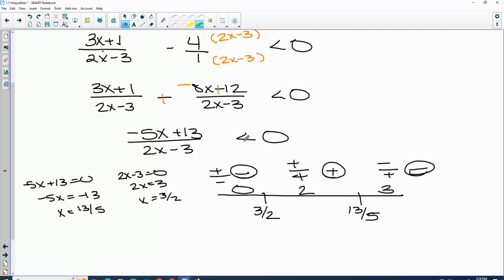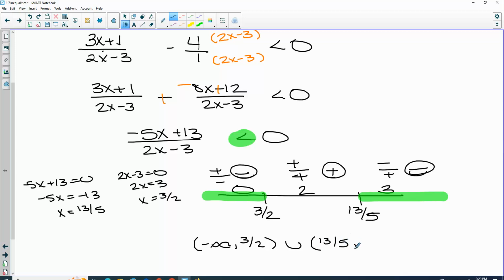Which ones did we want? Negatives. Less than 0 is negative. I didn't even ask for equal to, so we don't have to worry about our denominator issue. It's just negative infinity to 3/2 union 13/5 to infinity.